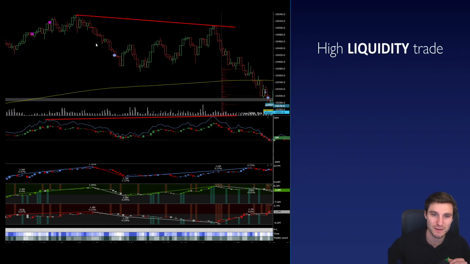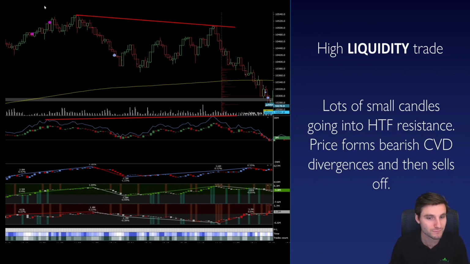And this is an example of a really high liquidity environment. Previously we were seeing really big volume candles. Now we're seeing very small volume candles. So this is telling us straight away, without having to look at volume or anything, we're in a high liquidity environment right now because the candles are really compact. So what we can see is lots and lots of small candles being printed very quickly.